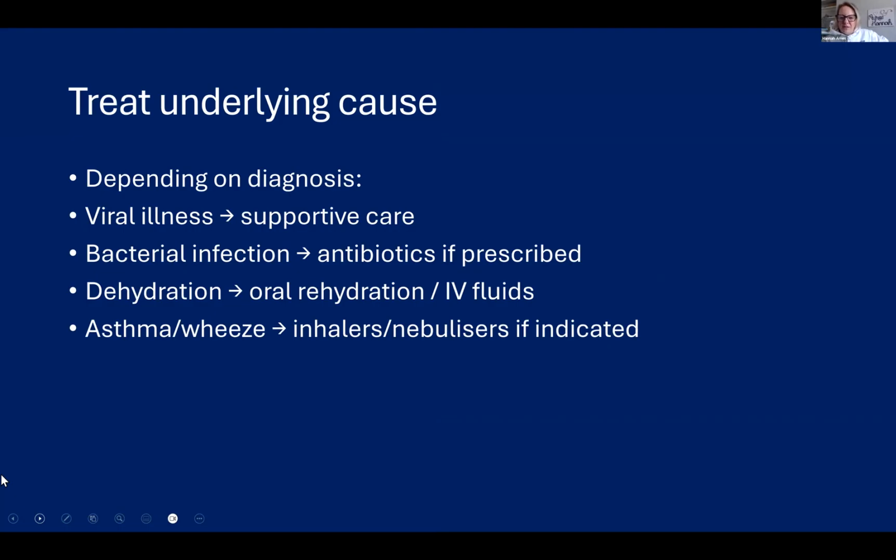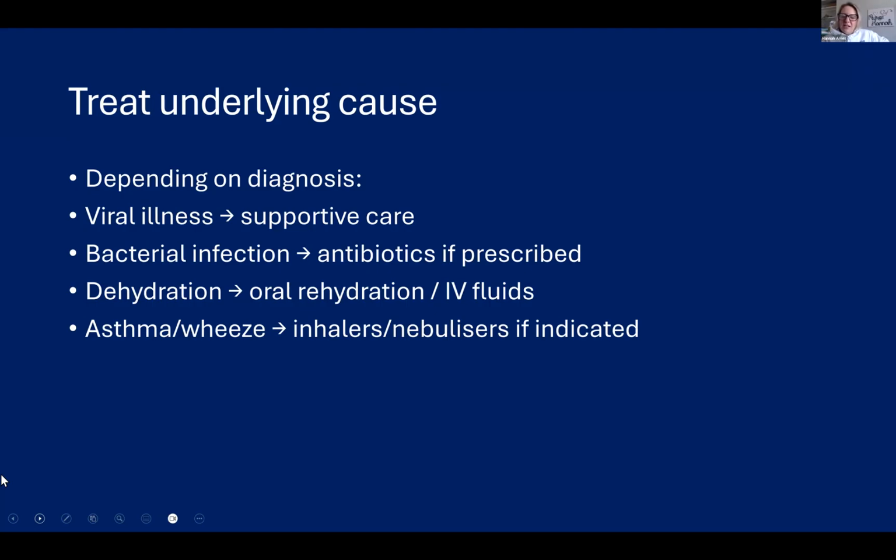So those are kind of just the supportive methods. We also want to treat the underlying causes. So if it's a viral illness, we wouldn't give antibiotics. It's just that supportive care in terms of fluid replacement, comfort care. If there is a bacterial infection, we'd obviously want to take any samples to identify where that is, so urine, blood cultures, for example, if they've got any wounds, and that child will be started on antibiotics.